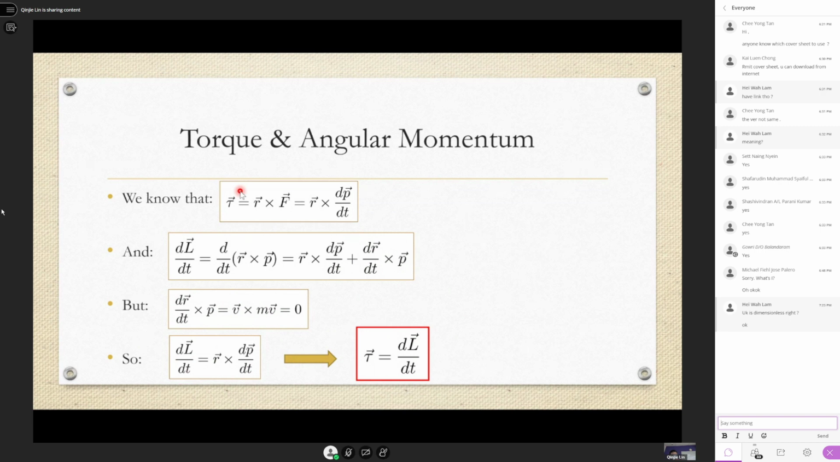Because you compare to the first equation, tau equals dL over dt. You can see the similarity between angular momentum and linear momentum. The linear one, you have F equals dP over dt. The angular one, you have tau equals dL over dt. This is the force equivalent, and this is just angular momentum. So now you just change it to the angular counterparts, and the equation is true again, just like any other topics.